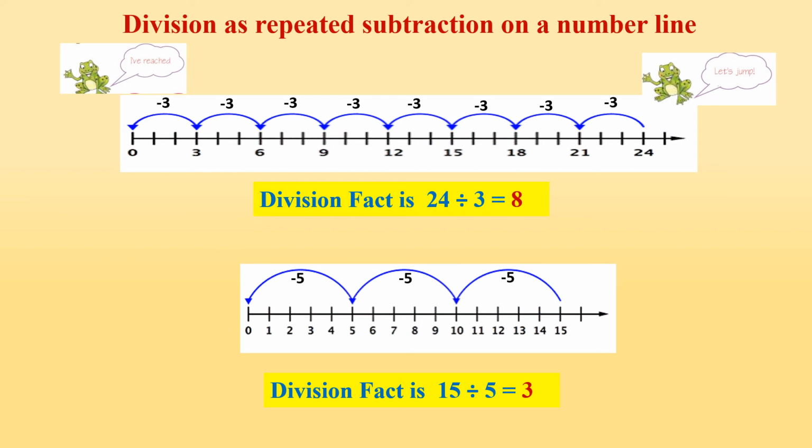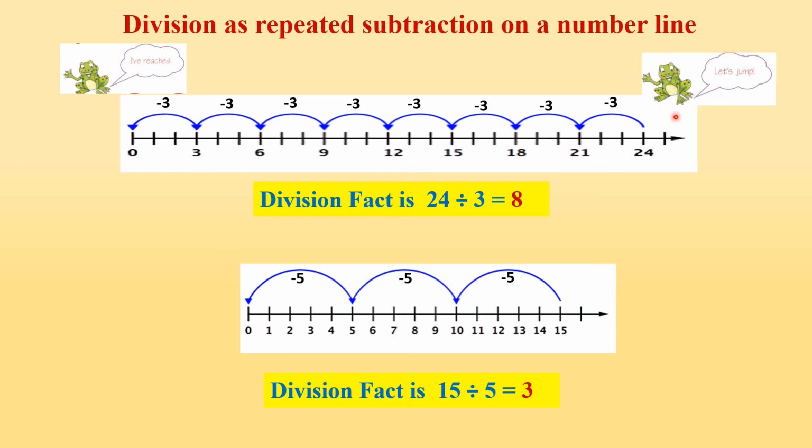Division can also be done as repeated subtraction on a number line. Let us see how. In the first example, we have to divide 24 by 3. Now, on the number line, we have to start from 24 and move towards 0. Now, let us see how many jumps this froggy has to make to reach 0.